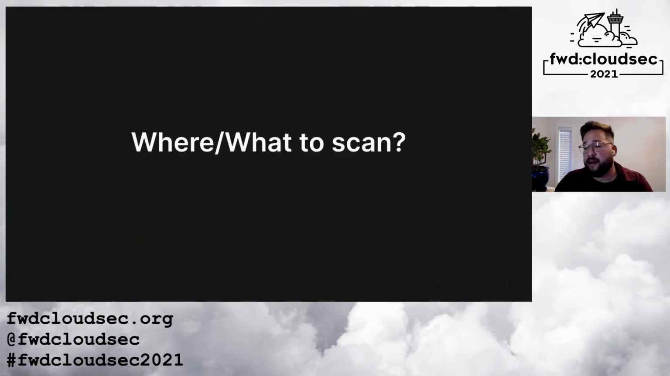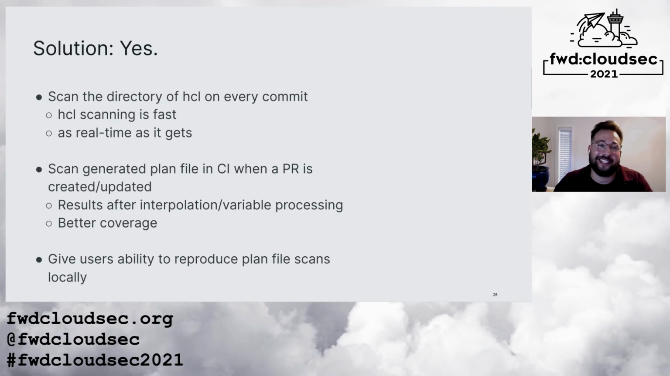So now, knowing what we know, back to the original questions: where should we scan and what should we scan? And the answer is yes. Scan everywhere and scan everything. So first, we could scan the directory of the HCL on every commit. And this provides incremental security value without getting in the developer's way. This is fast, and it just creates a short feedback loop.